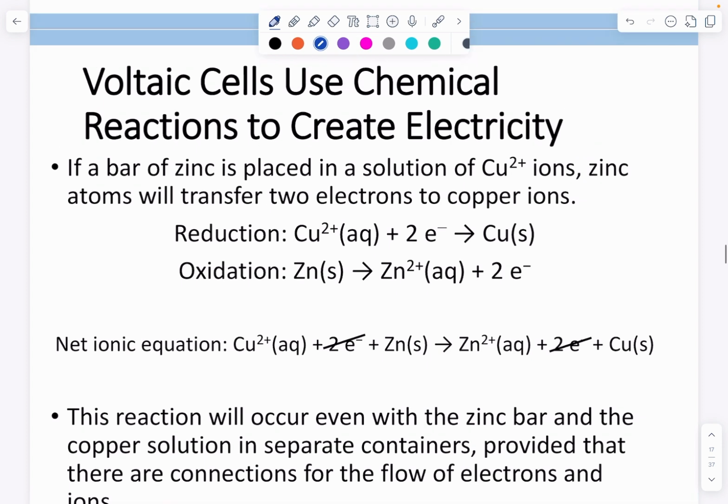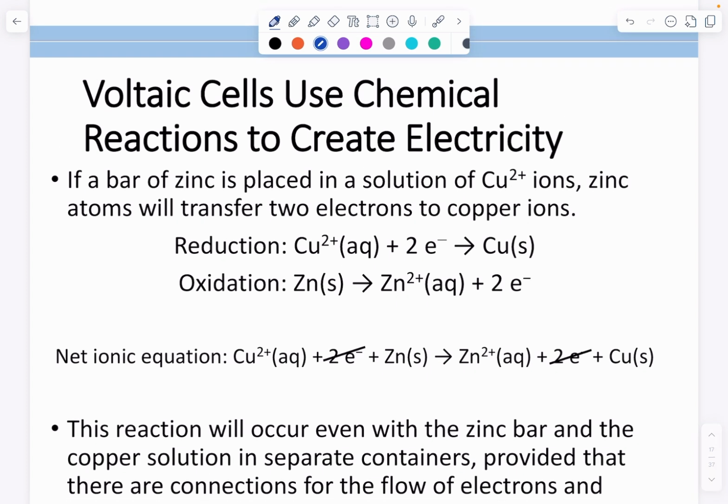Okay. So voltaic cells use chemical reactions to create electricity. If a bar of zinc, and we'll look at a picture of this on the next slide, feel free to flip forward, is placed into a solution with copper 2+ ions, and you add solid zinc into it, zinc atoms will give electrons to copper. So zinc is oxidized to zinc 2+. Copper 2+ would gain electrons and become neutral copper.